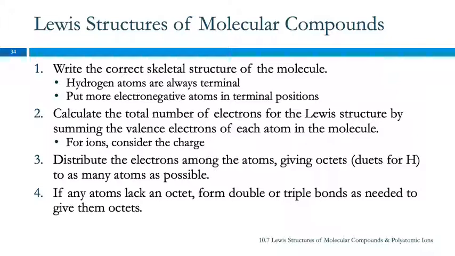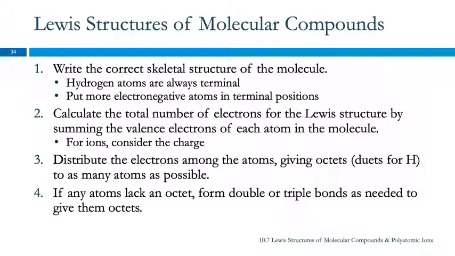After we do that, then we're going to calculate the total number of electrons for the Lewis structure. So we look at the valence electrons for each atom and we add them up. Remember, group number tells us how many valence electrons an atom has. For ions, then we have to consider the charge. We're going to distribute the electrons among the atoms, giving octets or a duet for hydrogen to as many atoms as possible. Try to spread it around and make everybody happy.